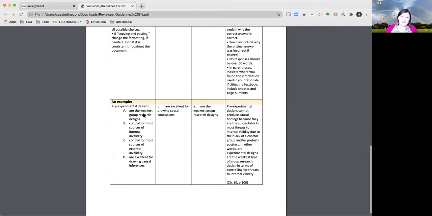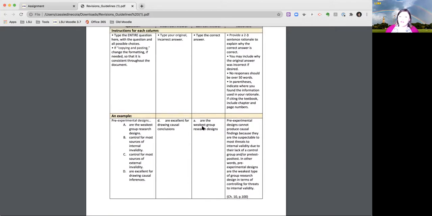So in this question, this is a research question for the example, and it's asking about pre-experimental designs, and my choices are that they're the weakest group research designs, they control for sources of internal validity, they control for most sources of external invalidity, or D, they are an excellent choice for drawing causal inferences. I put D for my answer, and that was wrong. And the actual answer is A, that they're the weakest.